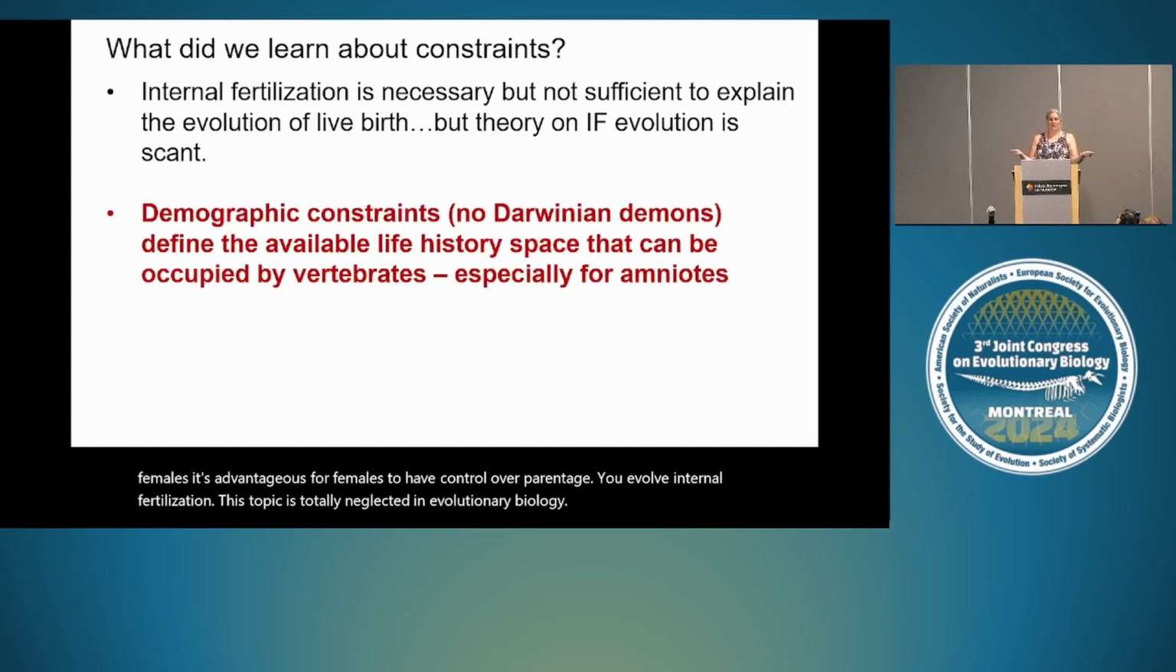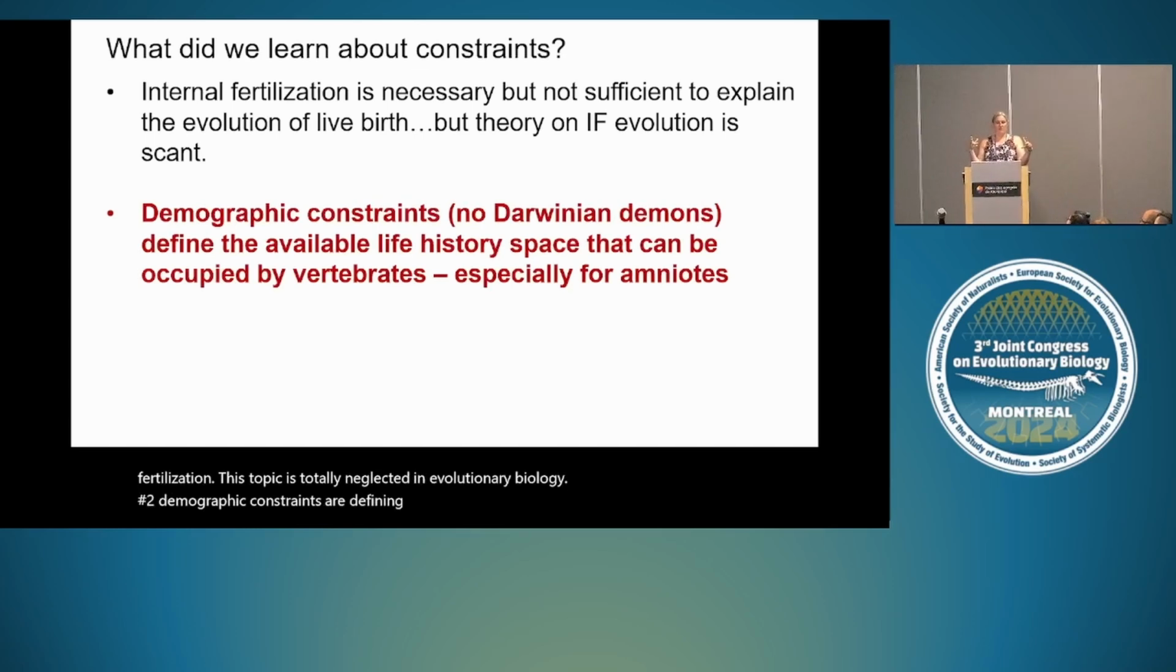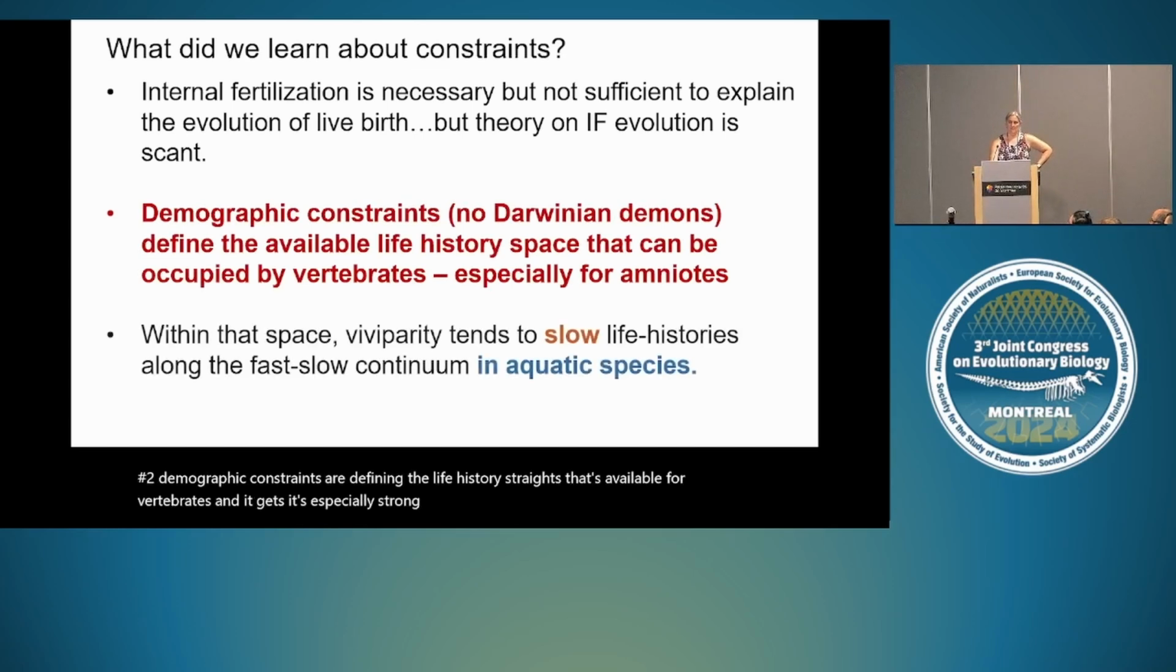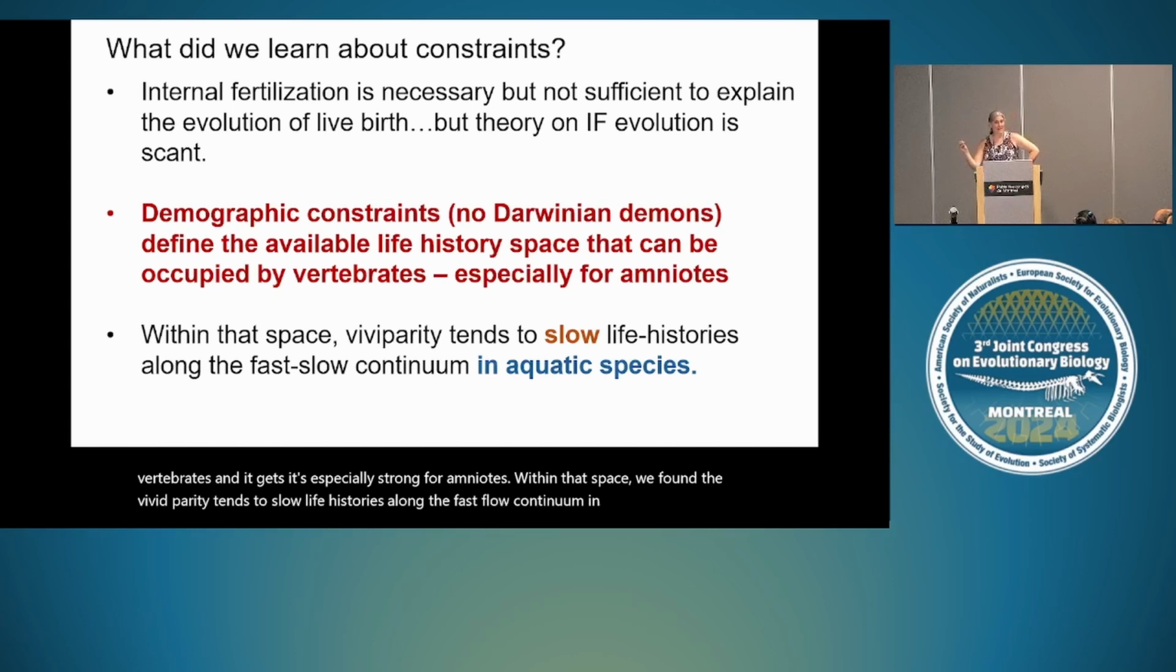Number two, demographic constraints are defining the life history traits that are available for vertebrates, and it's especially strong for amniotes. Within that space, we found that viviparity tends to slow life histories along the fast-slow continuum in aquatic species. There are exceptions in the bony fishes, so this is primarily in the sharks, rays, and salamanders. So you move towards a slower life history and larger body size.